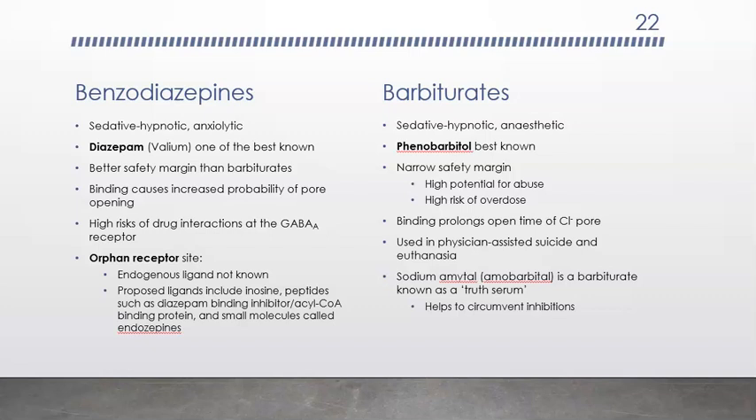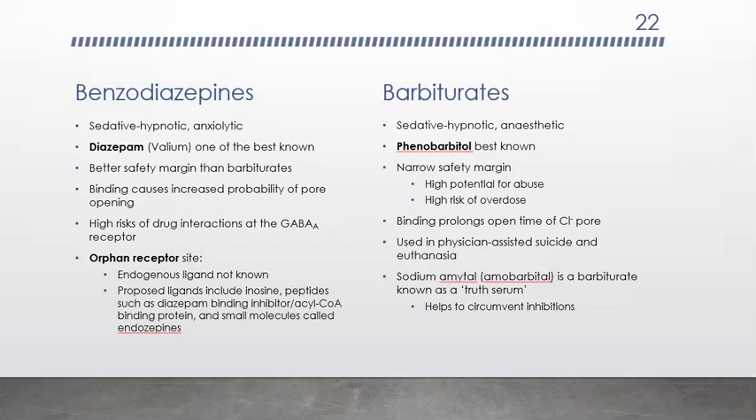So it increases the chance of chloride ions entering the postsynaptic cell. Okay. Now, there is a high risk of drug interactions at the GABAa receptor. That just means that because there are so many different binding sites on that GABAa receptor, a lot of different things can go on. So just having a benzo binding doesn't necessarily mean that this receptor is going to open, because it has to do with all the other things going on.